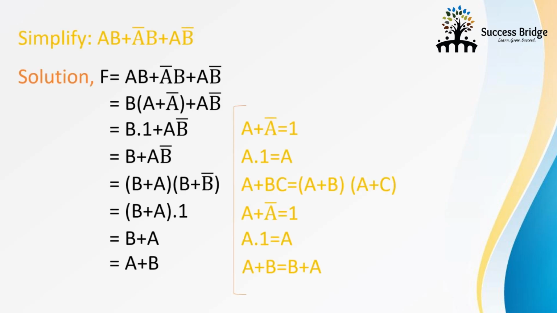AB plus A bar B plus AB bar. In this expression, we can take B as common, right? What remains is A plus A bar. Again from the law, A plus A bar is equal to 1. Next, keeping A into B bar as it is, we have B plus A B bar.